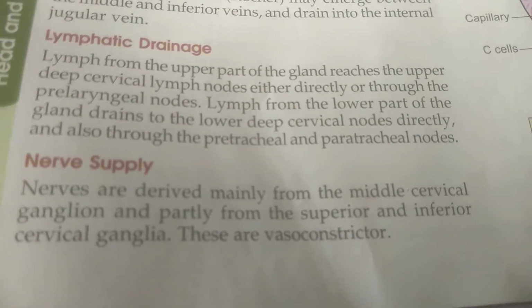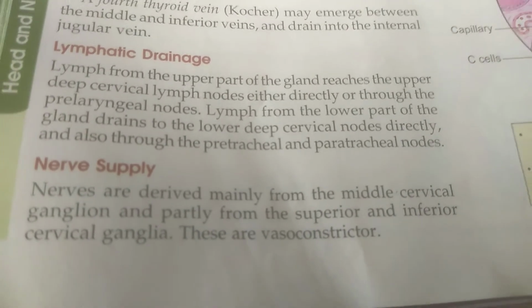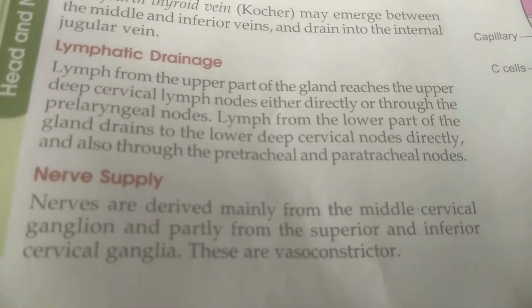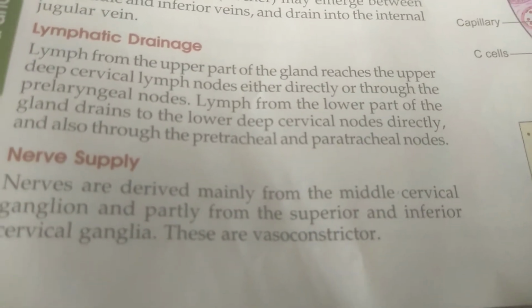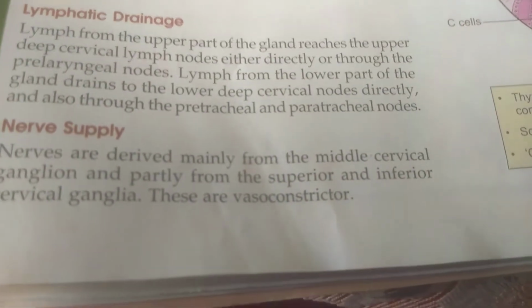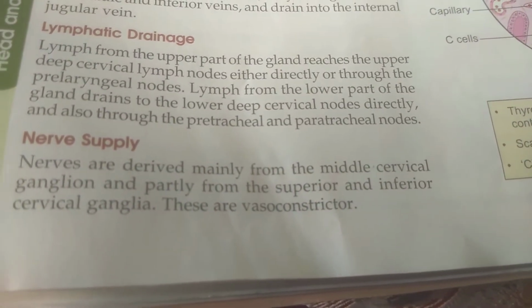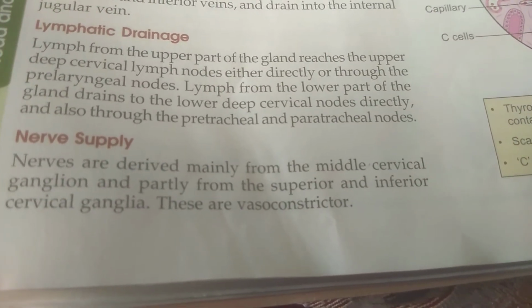The deep cervical lymph nodes, the pretracheal and paratracheal lymph nodes, means the nodes which are situated in front of the trachea and along the sides of the trachea, that is pretracheal and paratracheal lymph nodes. Now next comes the nerve supply. The nerves are derived mainly from the middle cervical ganglion and partly from the superior and inferior cervical ganglia.